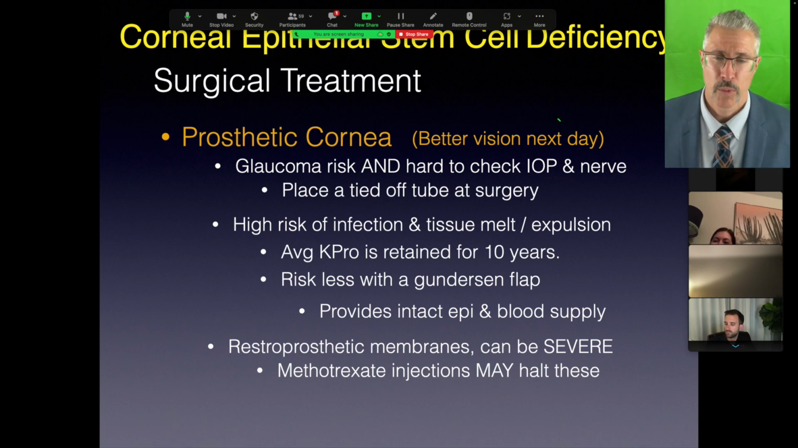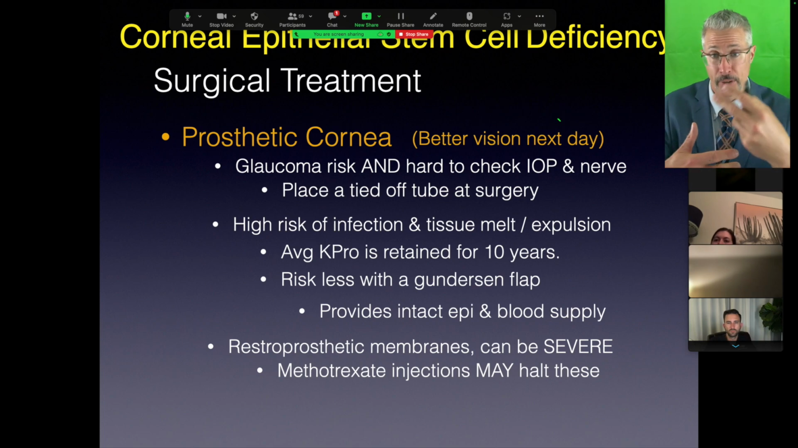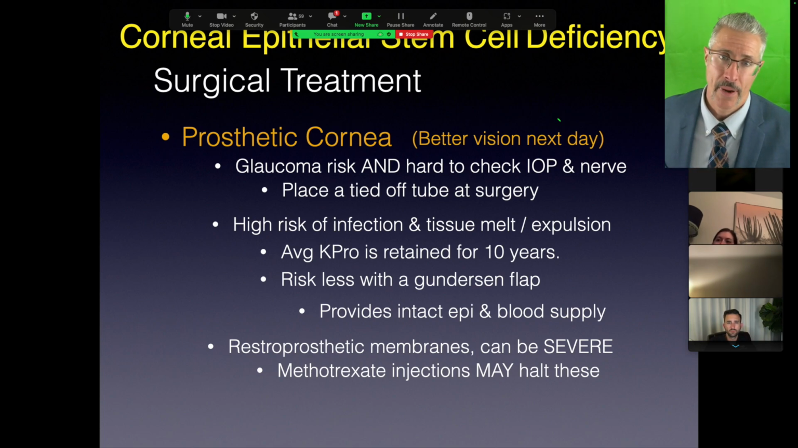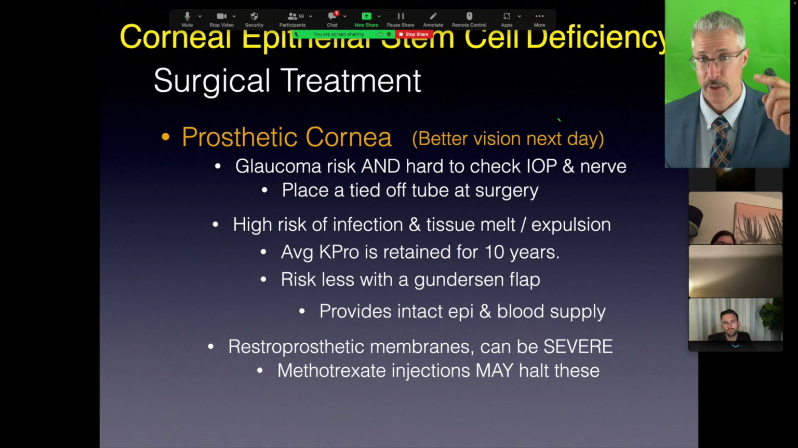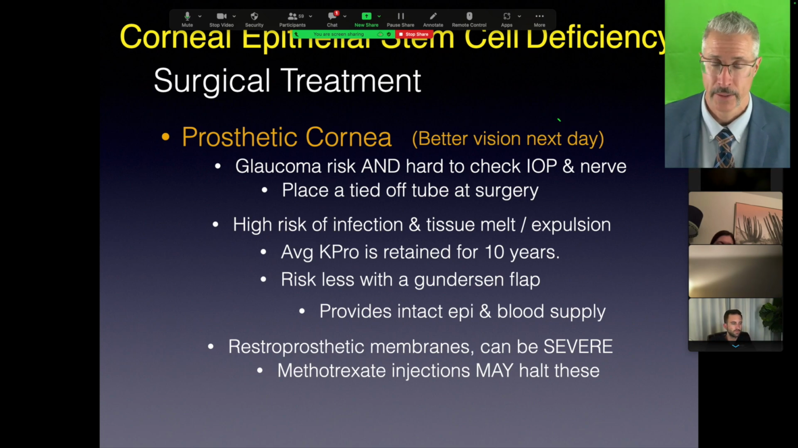Another thing that's hard though is what if they get retroprosthetic membranes, just this weird scarring reaction inside the eye, and you laser it away, it comes back. You cut it away, it comes back. It can be a nightmare. We've had like 5 or 6 cases like that. Sometimes, not always, methotrexate injections will stop the rapidly growing cells so that the scarring cells stop growing.